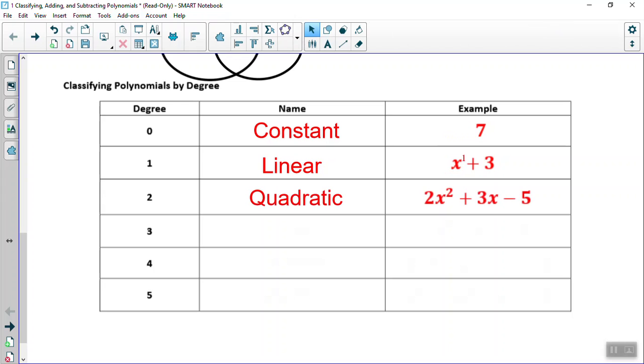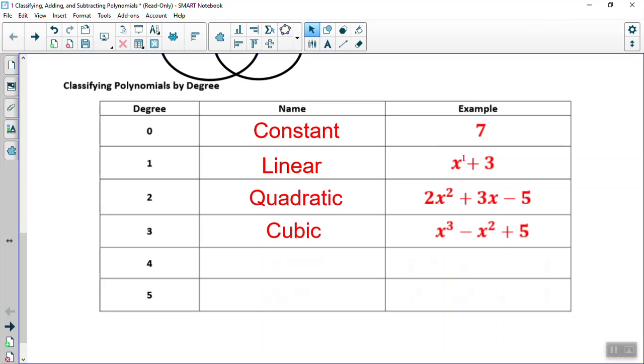So it's based off of the highest degree. 5 has a degree of 0, 3x has a degree of 1, 2x squared has a degree of 2. So since 2 is the biggest one, we're going to call that a quadratic. A degree of 3 we call cubic.